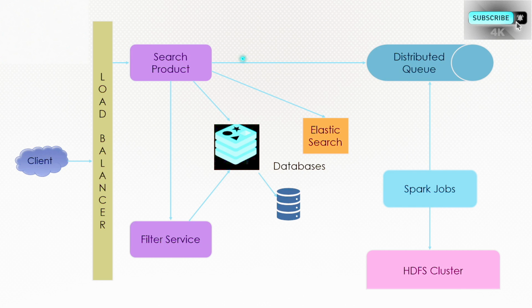Now again, this search product will keep sending some messages to the distributed queue, and this is again for the recommendation purpose. It will send some detail that user A has searched for this product or this kind of product or this category of product, and then all those details can be put into an HDFS cluster, so that later on the recommendation system can come up with some detail, like maybe in this particular area people are looking for this kind of product, or in this particular time of the year someone is looking for this kind of product.